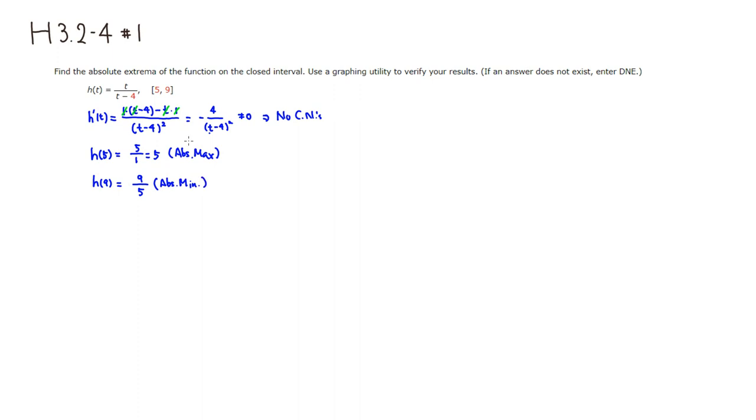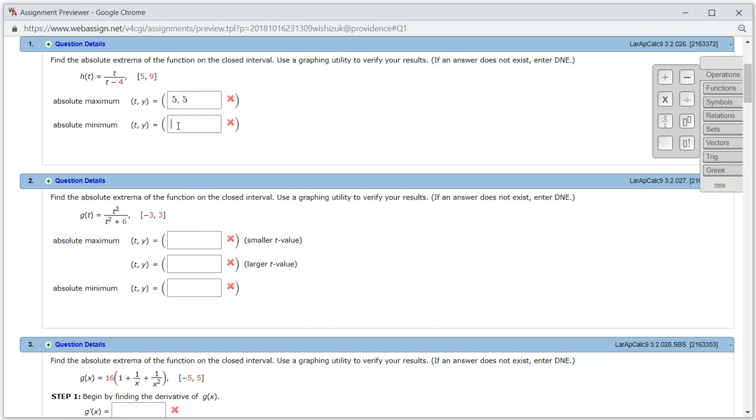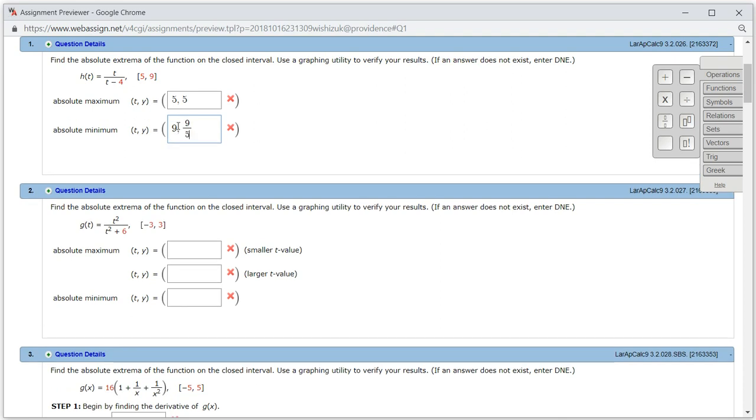Alright, so let's type it in. The absolute maximum happens at 5, and the value was 5. And for the minimum value, it occurs at 9, and the corresponding function value is 9 over 5.